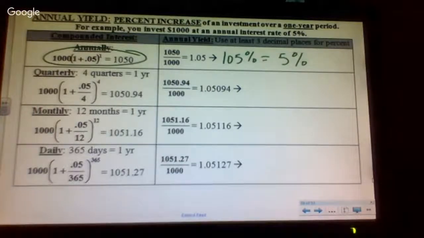So again, quarterly, I did all this for you. Change this to a decimal or to a percentage: 105.094. So you have a 5.094% annual yield. It's gone up a little bit more if we compound it quarterly.